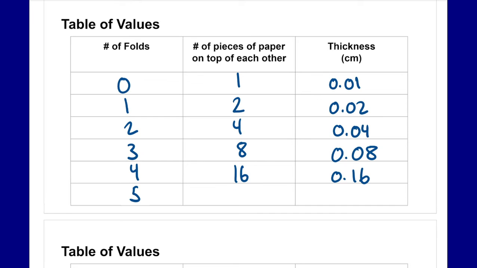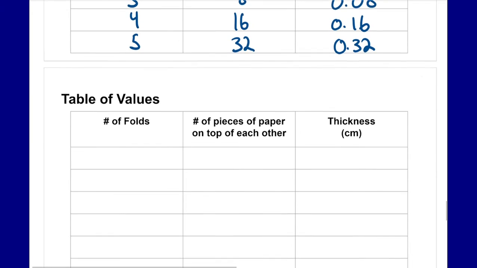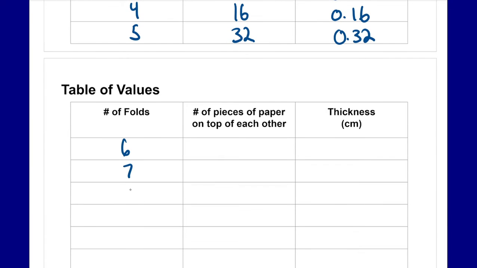5 folds, this is now 32 pieces of paper on top, so 0.32. If we want to continue this, 6, 7, 8, 9, 10, 11 folds. Right, so 32 becomes 64 pieces, or 0.64 centimeters.